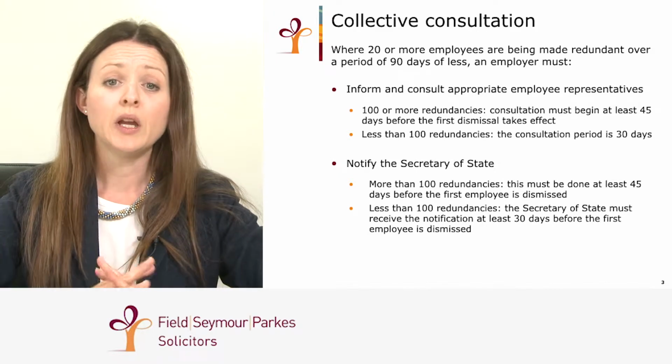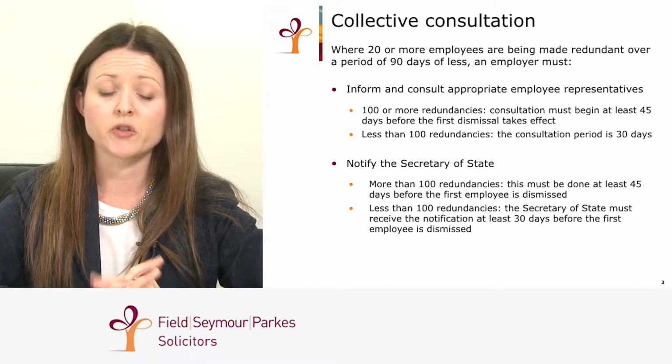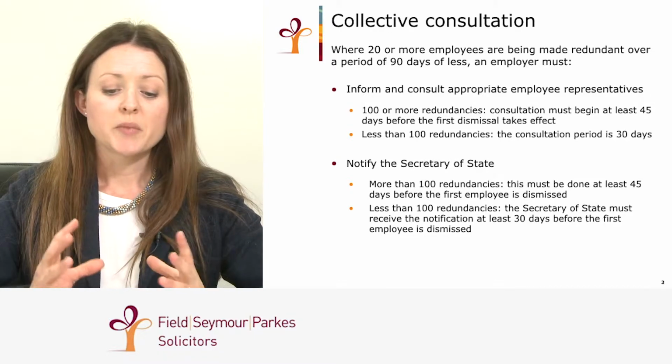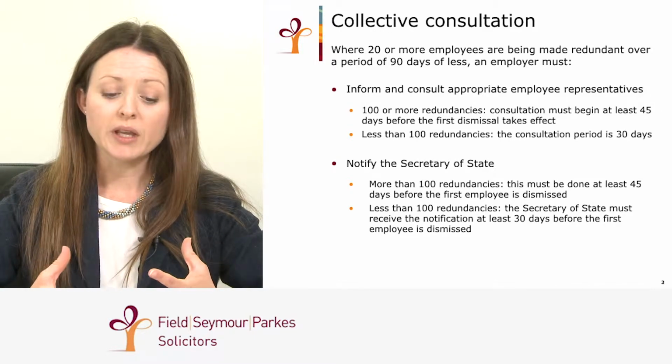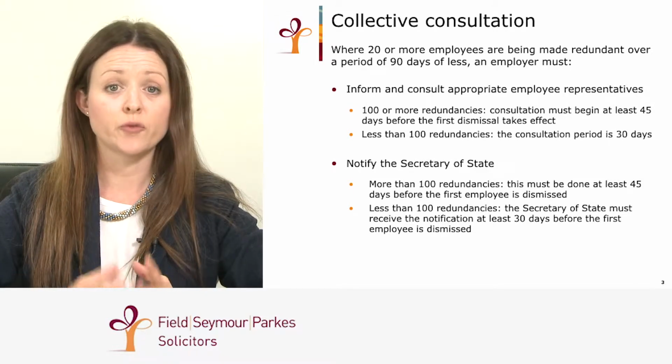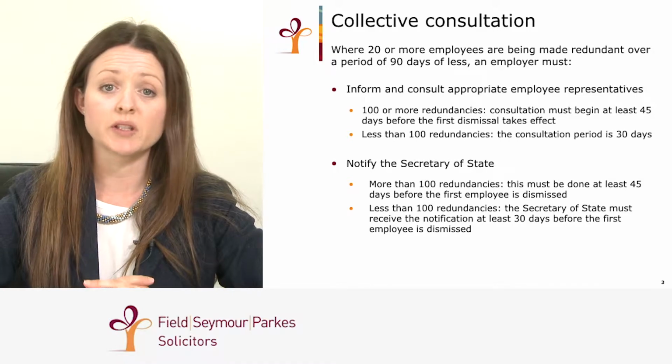The second thing you've got to do if you have a collective consultation process on your hands is notify the Secretary of State. Same sort of timescales and numbers for this. So where you've got more than 100 employees proposed to be redundant, you need to notify the Secretary of State at least 45 days before the first employee is dismissed.